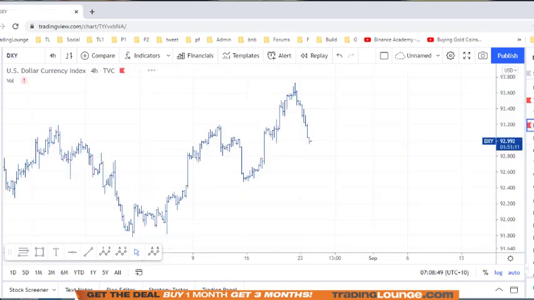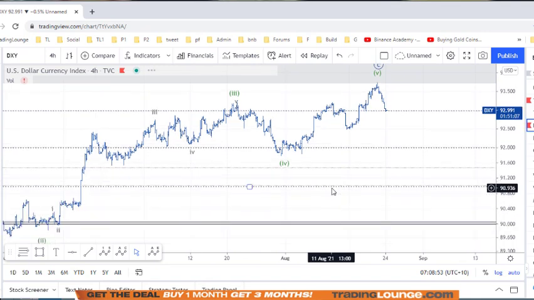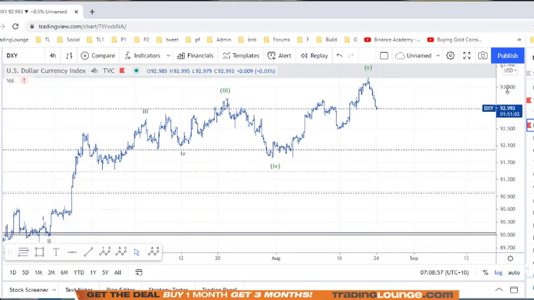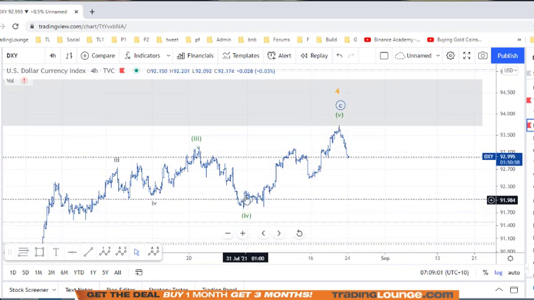And for the DXY here, we're looking at, well, a top in place really. So this is just the 4-hour chart. So we're counting, bring that down. So we're counting this as 1 and 2, and 1, 2, 3, 4, 5, the third wave, ABC for the 4th, and up for the 5th.